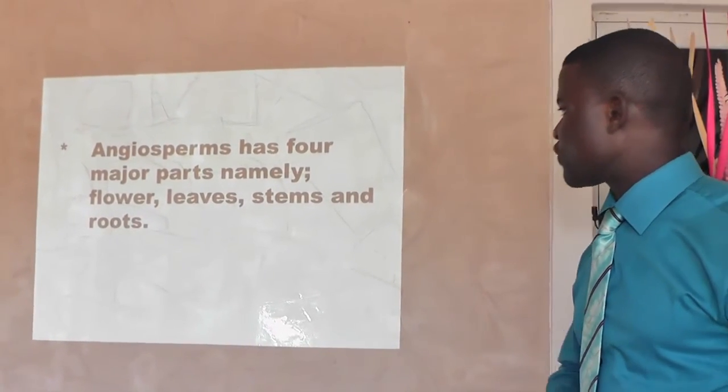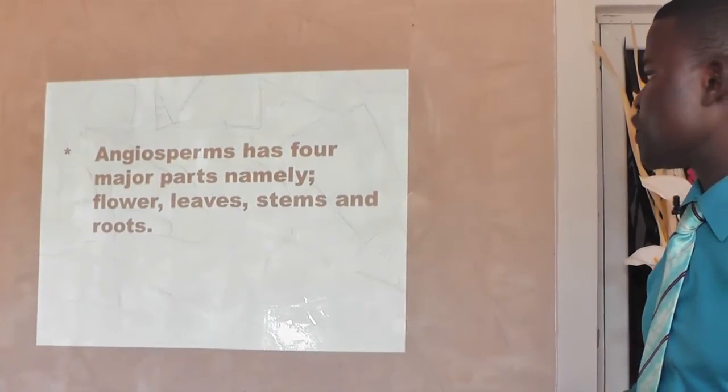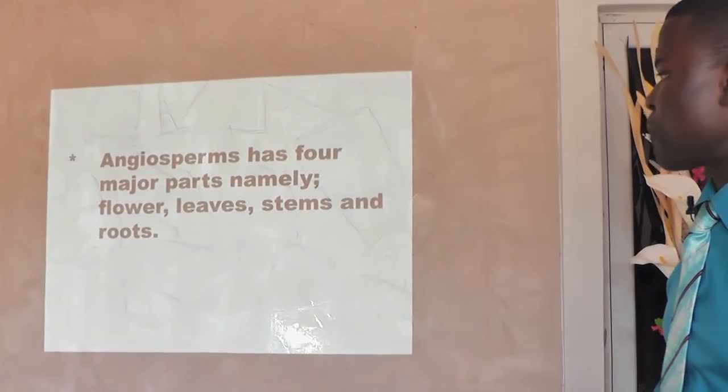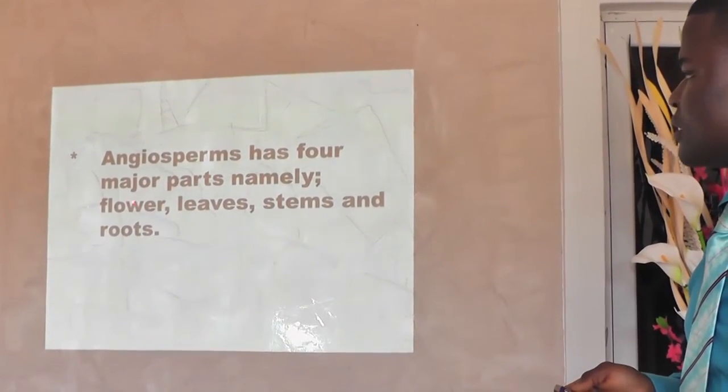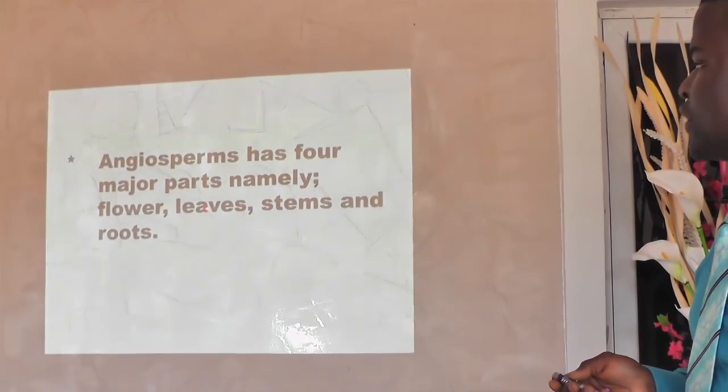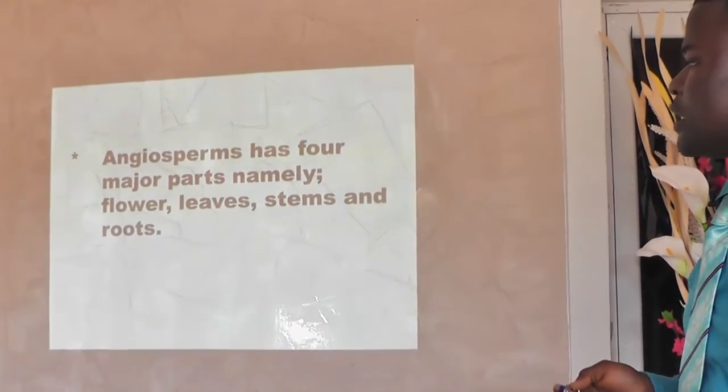So angiosperms, or the angiospermatophyte, have four major parts. What are these parts? The flower, the leaves, the stem, and then the root. So these are the characteristics of the group that is called Angiospermae or Angiospermatophyte.